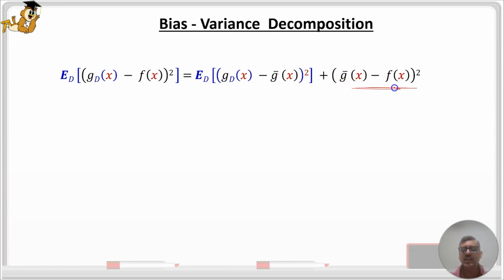But because this is independent of D, I have dropped the expected value over D which was over here. I have dropped it because it does not depend upon a particular data set. So the term of interest that we were dealing with is a combination of the expected value over D of (g_D(x) minus g-bar(x)) the whole square, plus this quantity which is independent of D, which is (g-bar(x) minus f(x)) the whole square.